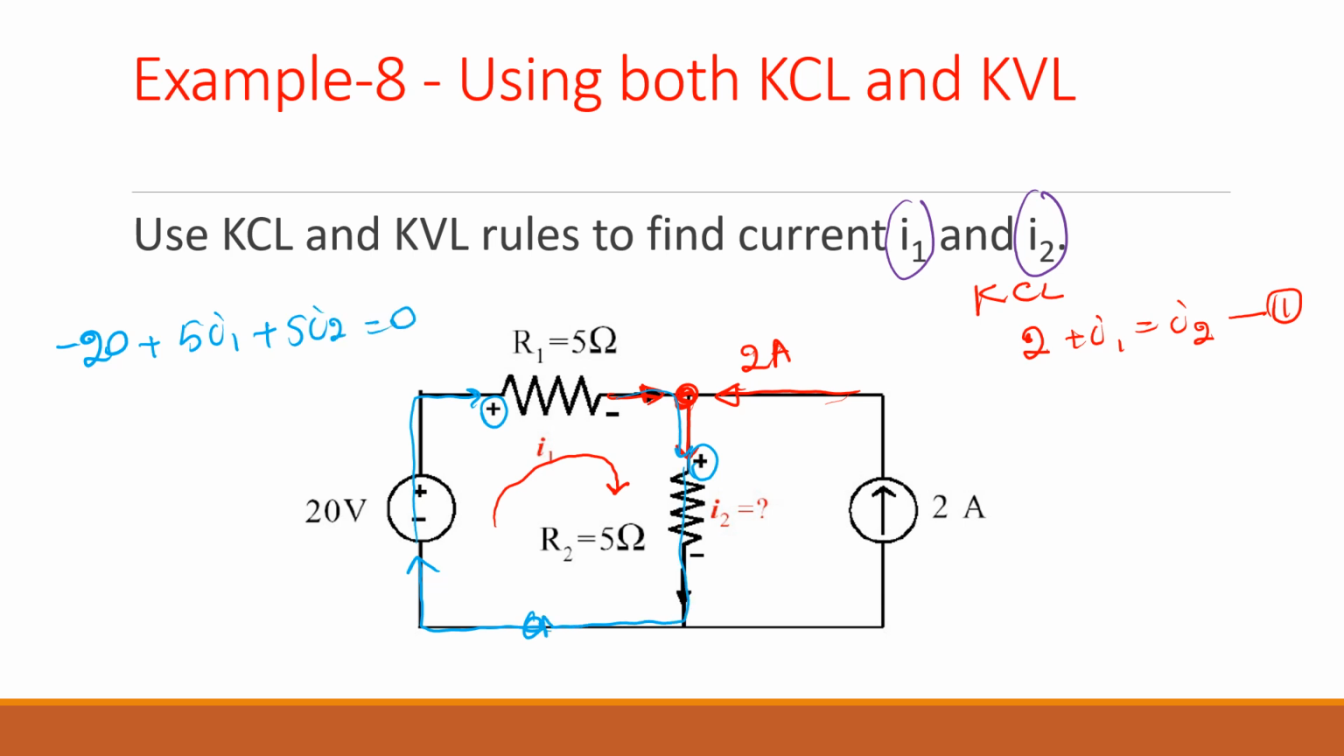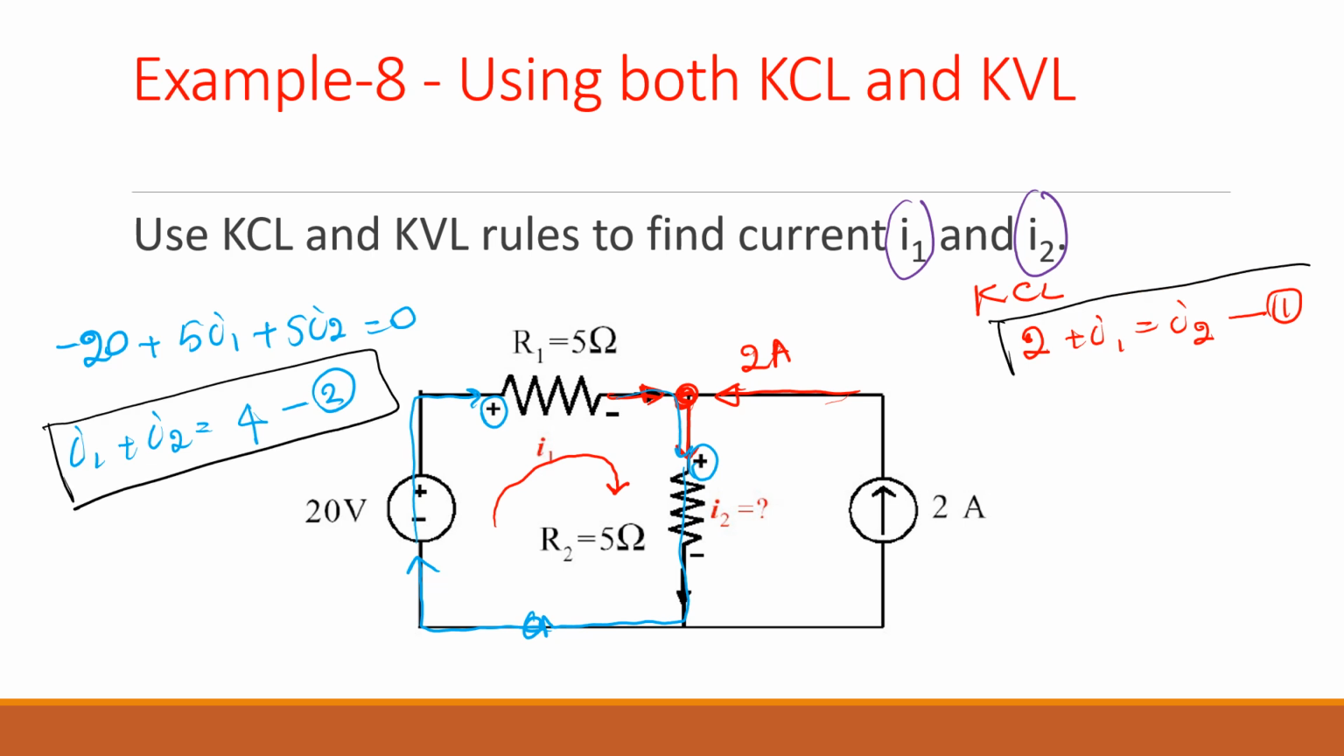So we can simplify this one. We can say I1 plus I2 equals 4. I divided each term by 5, and I took the 20 to the other side. So this is my second equation. Now we have two simultaneous equations. By solving these two, we can find I1 and I2.